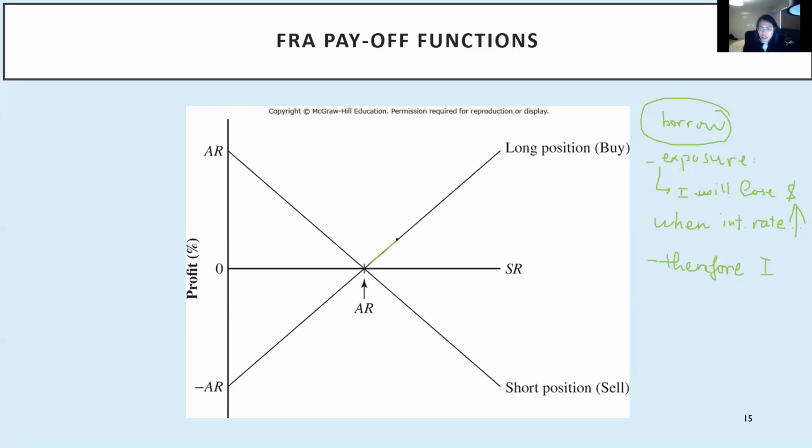So here, the position I'm looking at is this one here. As interest rate goes up, I'm going to make a gain in my FRA, and that will give me a protection for my underlying asset, okay? So therefore, I long a FRA, okay? So this is how borrowers and lenders use this contract to hedge their interest rate risk. If you are a borrower, you want to be long in a FRA contract, and if you are a lender, you want to be short in a FRA contract, okay?